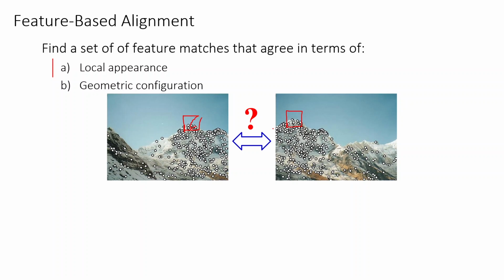We will show that later. Or we can describe this window using a thing called a descriptor that's like a signature, and then we can match the local appearance. And then there is this geometric configuration that all the features that we match like that should transform onto the second image conforming to a common transformation.